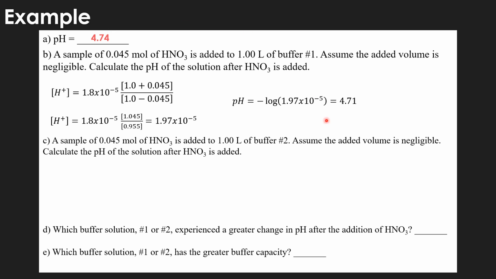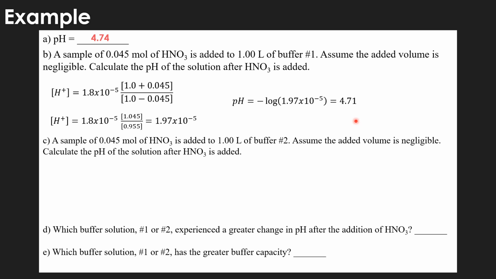So we can see that adding a little bit of strong acid to our first buffer does not change its pH very much, only by 0.03. Now in part C, we've got that same amount of strong acid. Now it's added to a liter of buffer number 2.